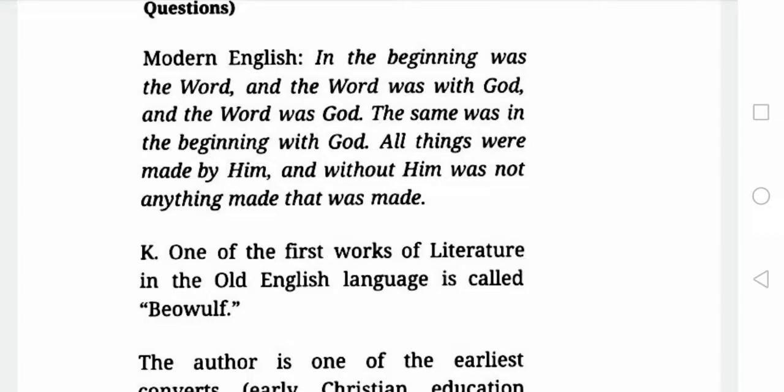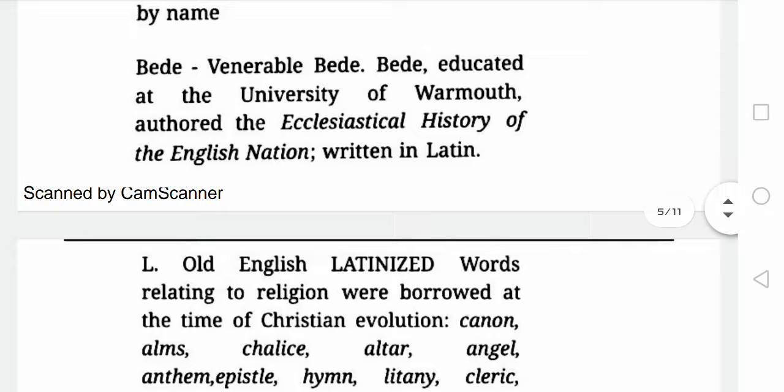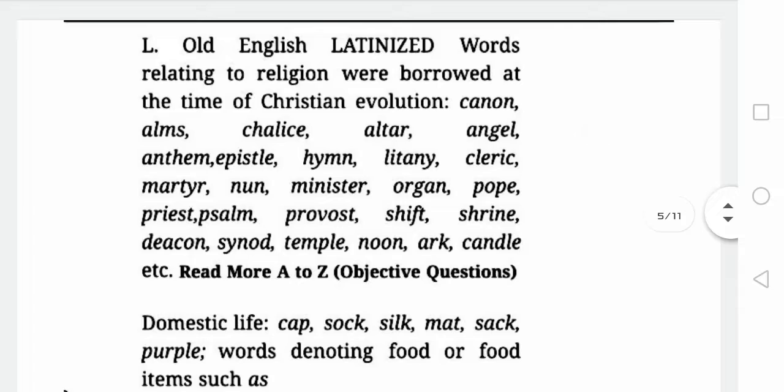One of the first works of literature in English is the very famous work Beowulf, and the author is one of the earliest converts, who was educated in classic literature. Another product of this early Christian education is a man named Bede. That's why he is called the Venerable Bede, who was educated at Wearmouth. A very important work authored by him was the Ecclesiastical History of the English Nation. It was written in Latin. Old English was quite Latinized, and so the words really have that impact.